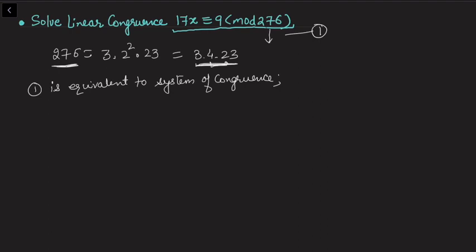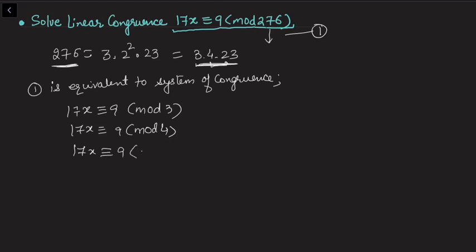1, which is equivalent to the system of congruences: 17x congruent to 9 modulo 3, 17x congruent to 9 modulo 4, and 17x congruent to 9 modulo 23. Because I have converted 276 into these factors 3, 4, 23, and they are relatively prime, we got this system. Now the solution of this particular system will give me the solution of my original congruence, which I have denoted by 1. So now let's reduce these congruences further.